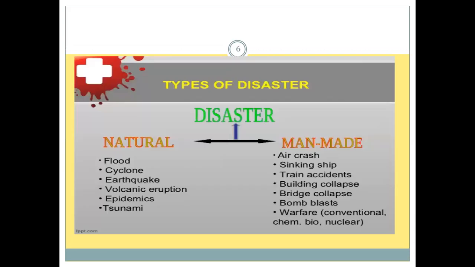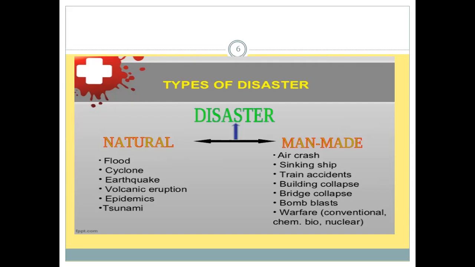Types of disaster. There can be two types, as we said: natural and man-made. In the case of natural, it can be flood, cyclone, earthquakes, volcanic eruption, epidemic, and tsunamis. In the case of Pakistan, we can assume floods, cyclones, earthquakes, epidemic, and in some cases, in the upper regions of Punjab and the outskirts of the northern areas, a tsunami can affect as well, because a tsunami cannot be just in the oceans. Sometimes, I mean, it's water. It can make a disaster like that.